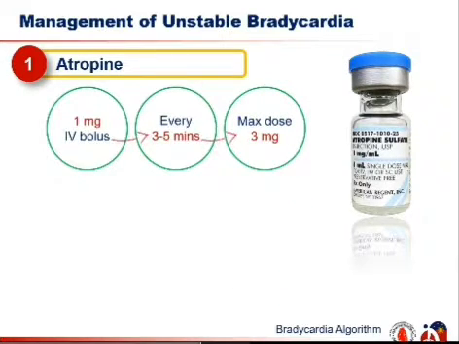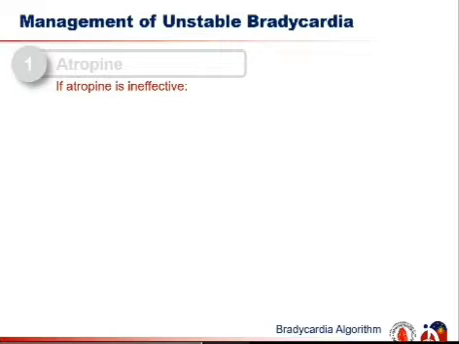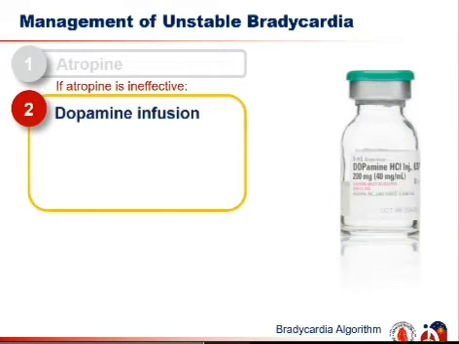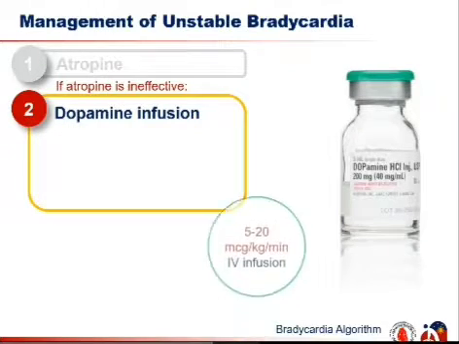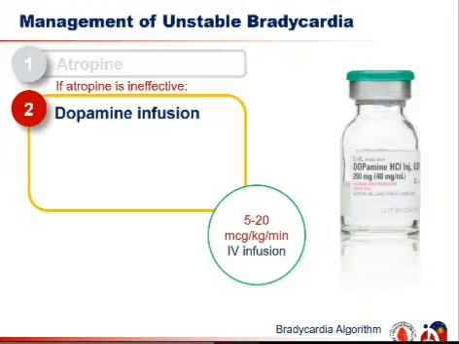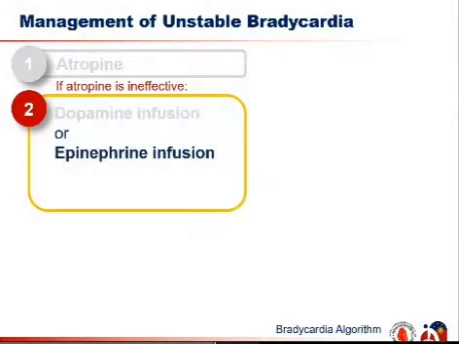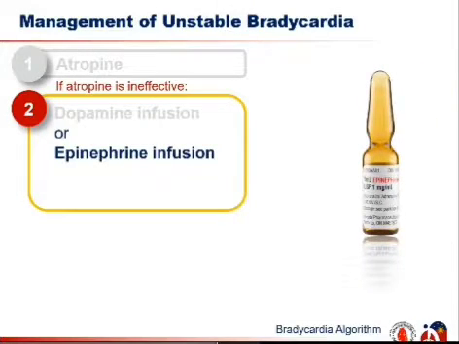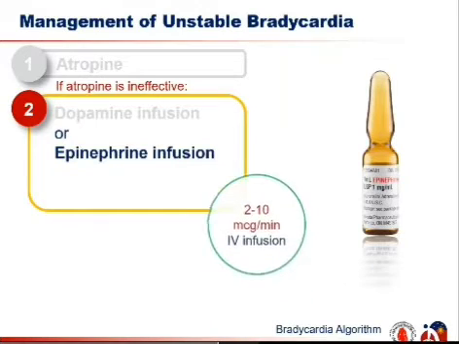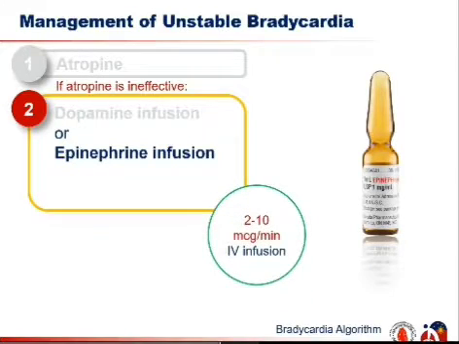of 3 mg. If atropine is ineffective, you may infuse dopamine in patients with symptomatic bradycardia, particularly if the patient also presents with hypotension, in which atropine may be inappropriate, or after atropine fails. You may start dopamine infusion at 5 to 20 micrograms per kilogram per minute. You may also use epinephrine infusion. Begin infusion at 2 to 10 micrograms per minute.